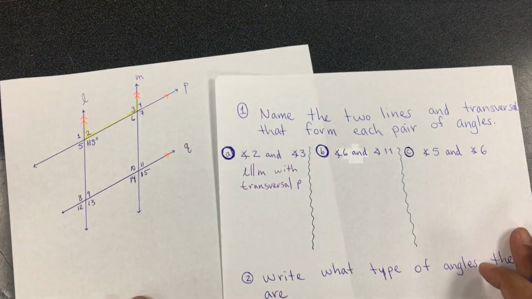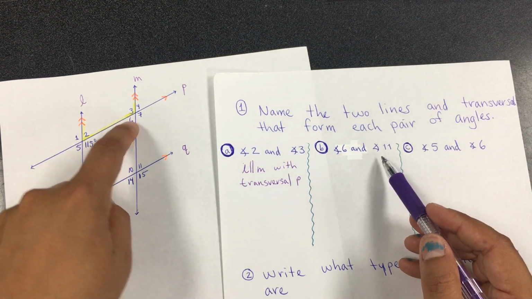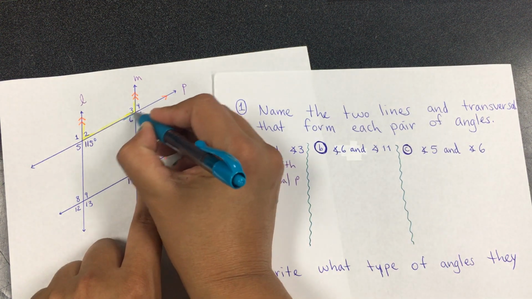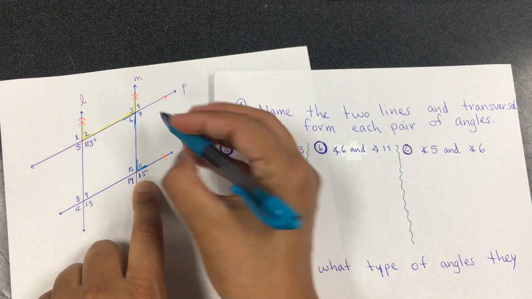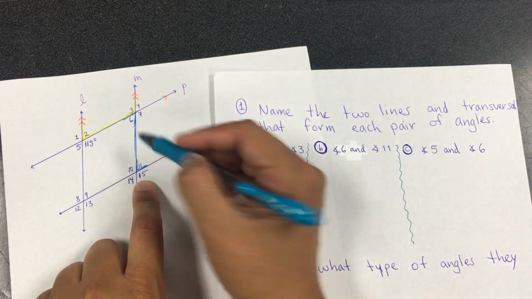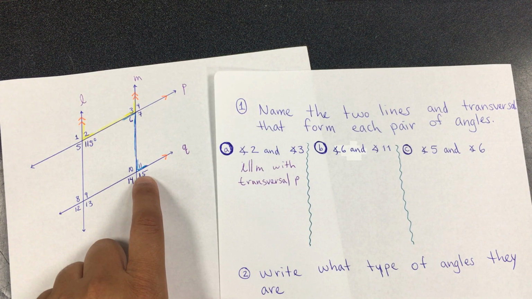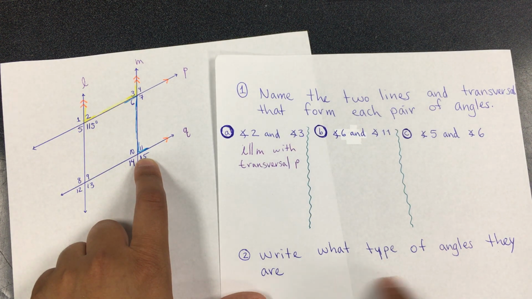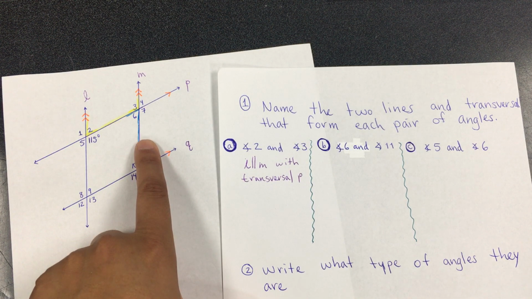Okay, for the next one is angle 6 and 11. I have this right here. This is 6, this is 11. And so I connect this, so it's letter Z. That means that they are, well, we'll go to that later, because it says what type of angles do they form, or they are.